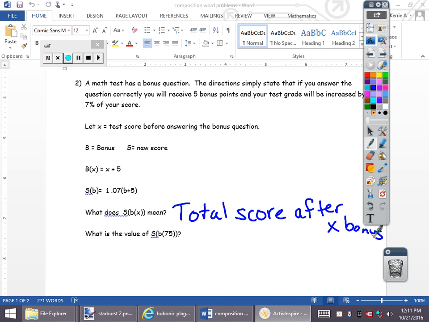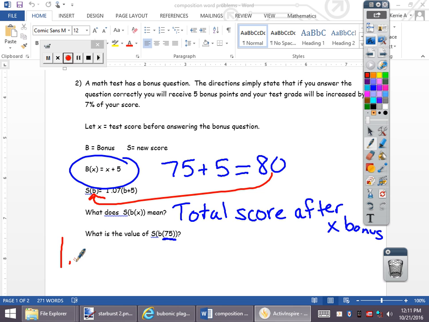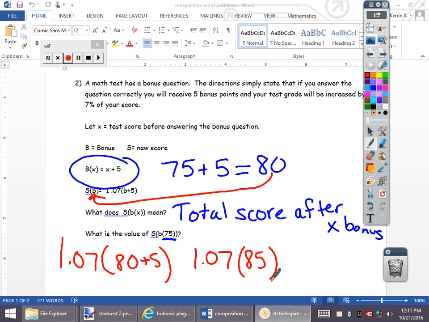All right, so now I'm going to do S of B of 75. Which equation am I going to start with? B of X. So X is 75. 75 plus 5 is 80. Then I'm going to put the 80 where B is, and do 1.07 times 80. So that's 1.07 times 85.